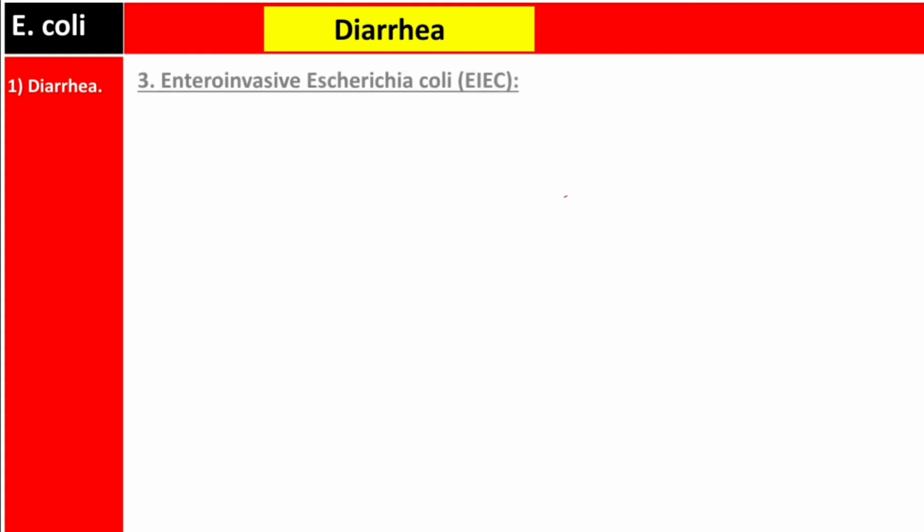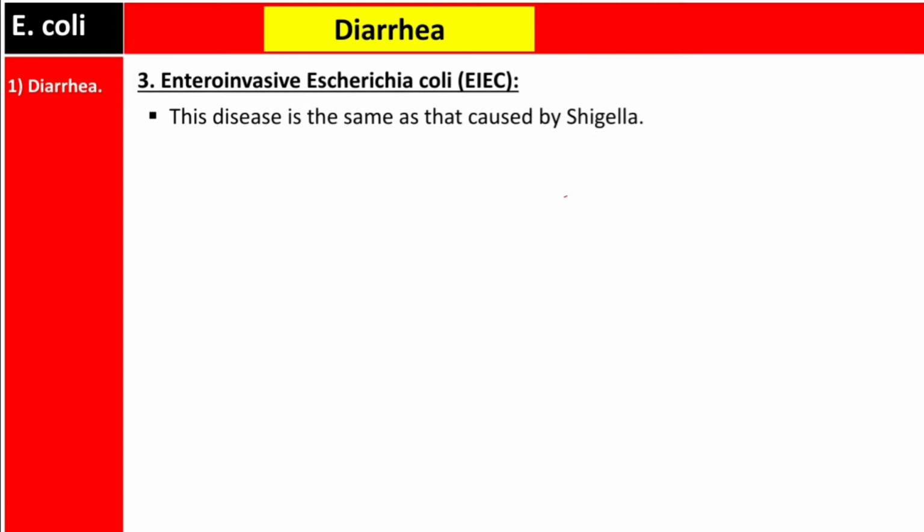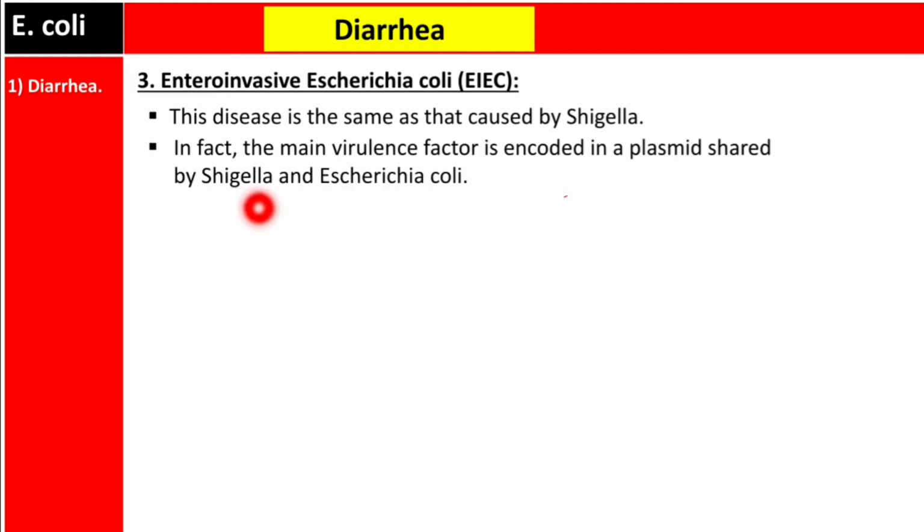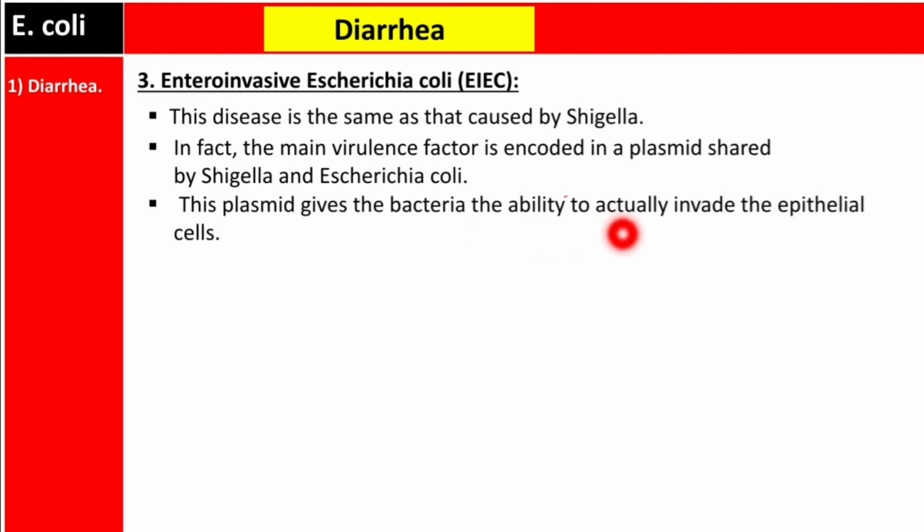Number 3, we have enteroinvasive E. coli. This disease is the same as that caused by Shigella. In fact, the main virulence factor is coded in a plasmid shared by Shigella and E. coli. We have repeated Shigella again and again, so I'm sure the next video will be about Shigella. Okay, let's continue. This plasmid gives the bacteria the ability to actually invade the epithelial cells.